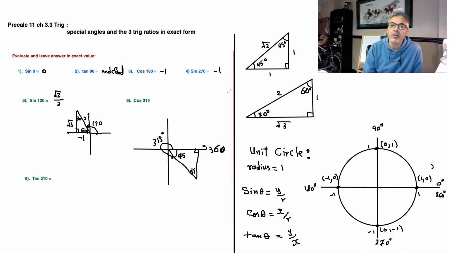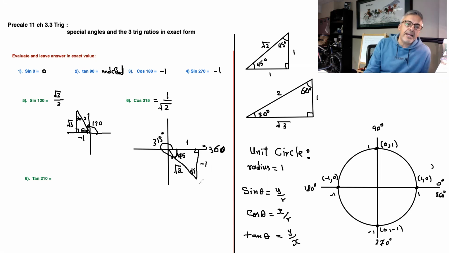So if I label, adjacent to 45 is 1, and opposite to it is 1, except it's going to be -1 here since the y-axis here is negative, and the radius is always positive. Here the radius, or the hypotenuse, in this situation is √2. So that's the special angle triangle of 45. If I'm finding cos 315, I just look at this reference angle 45. Cosine is adjacent over hypotenuse, so it's going to be 1 over √2.